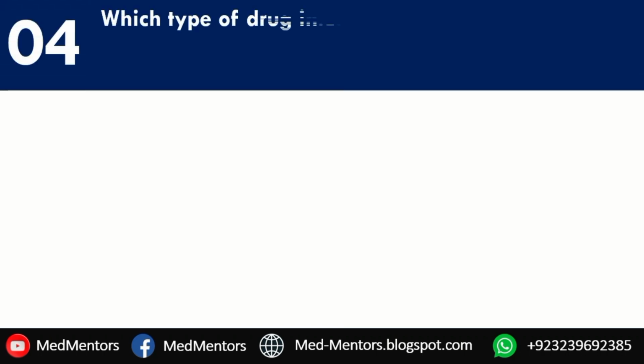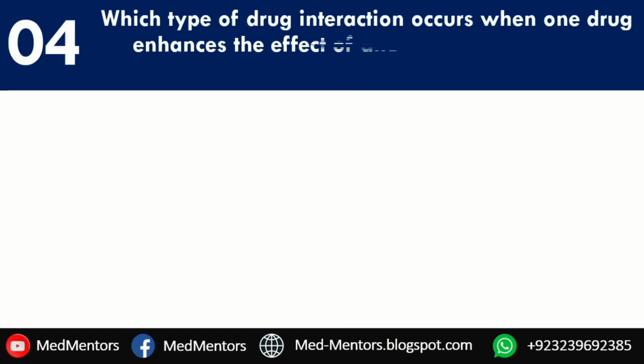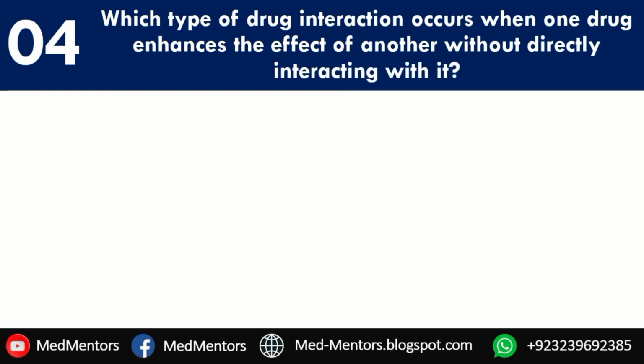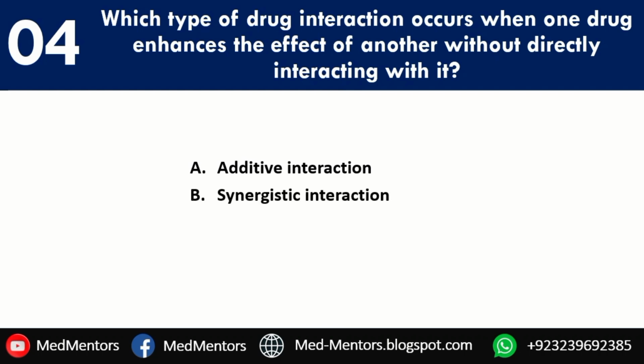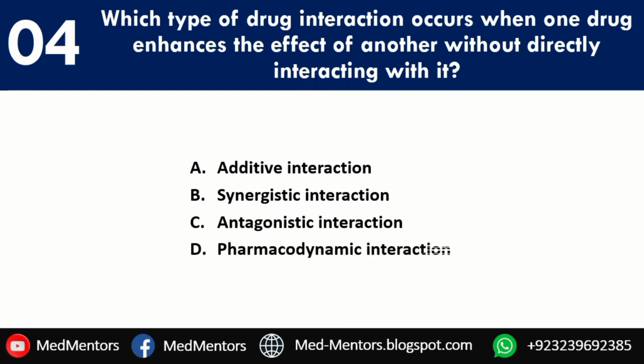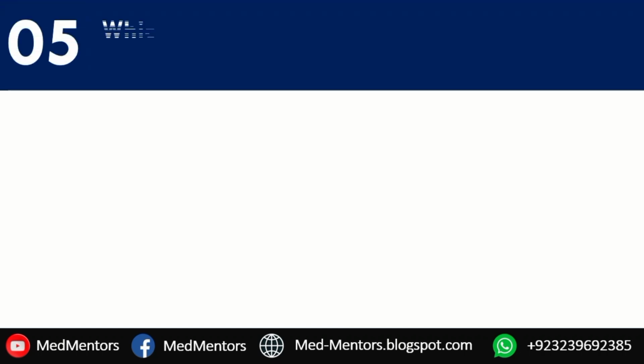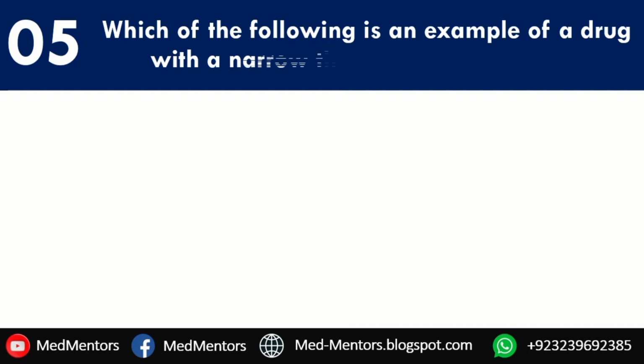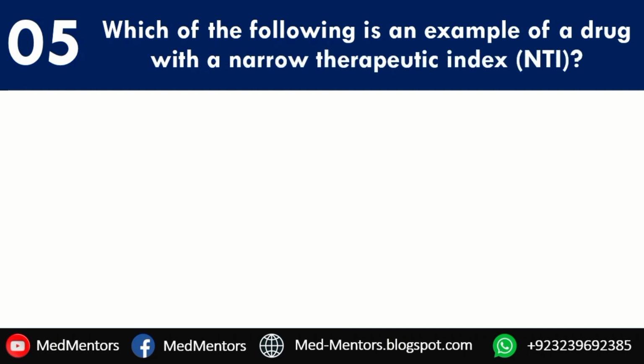Number 4. Which type of drug interaction occurs when one drug enhances the effect of another without directly interacting with it? A. Additive interaction. B. Synergistic interaction. C. Antagonistic interaction. And D. Pharmacodynamic interaction. The correct answer is B. Synergistic interaction.